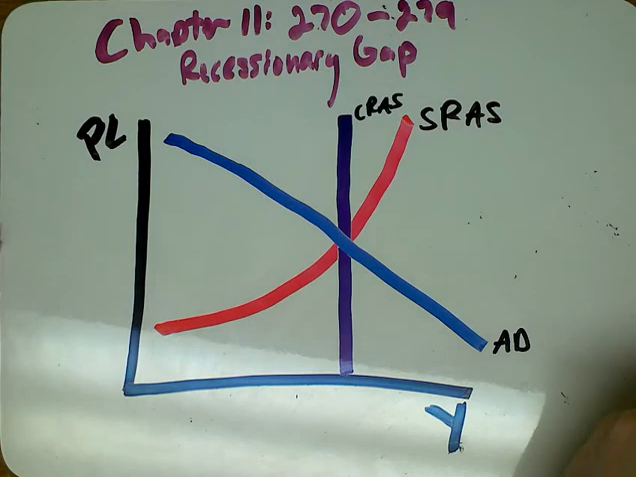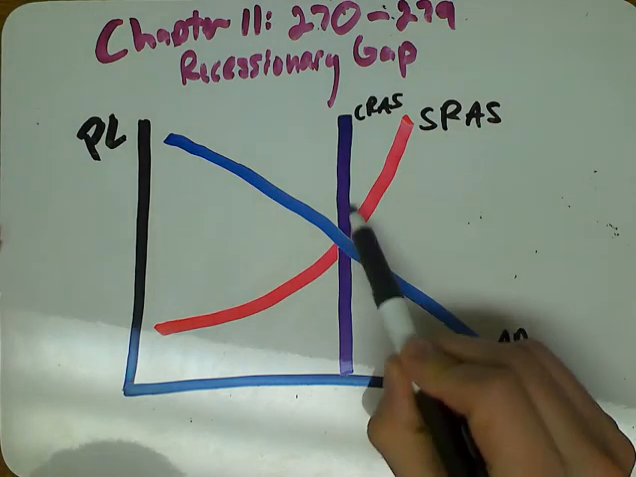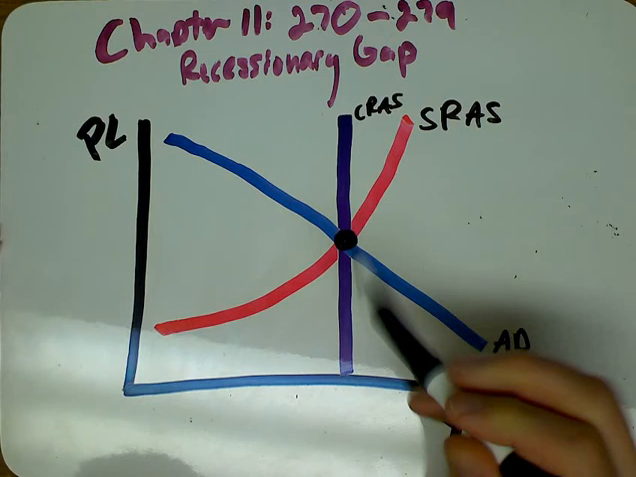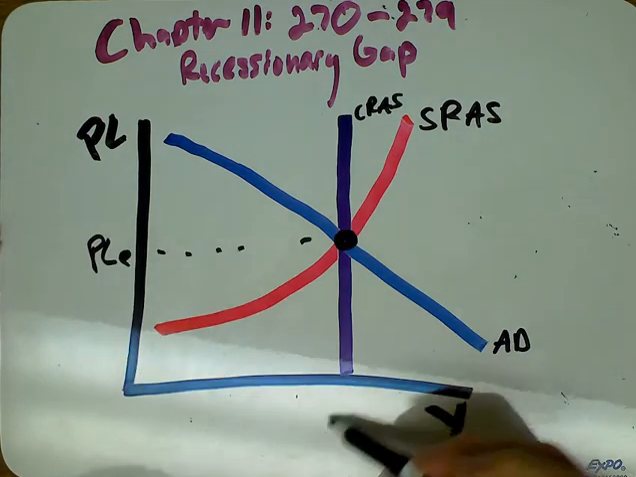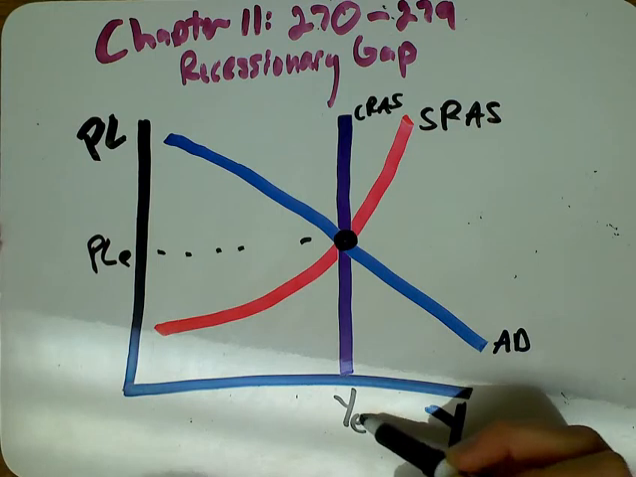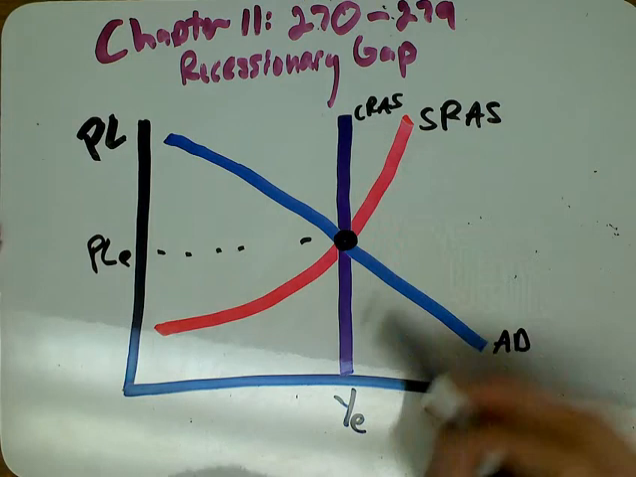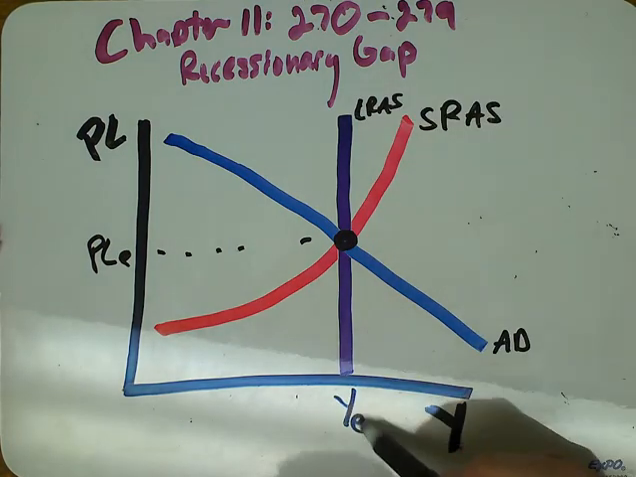When you have all three of these lines meeting, when you have aggregate demand, short run aggregate supply, and long run aggregate supply all meeting, what you have is a point right there. We're going to call that the equilibrium price level. And this is also our long run level of output, which matches up with long run aggregate supply. So we're going to call that YE, Y sub E, or PL sub E.